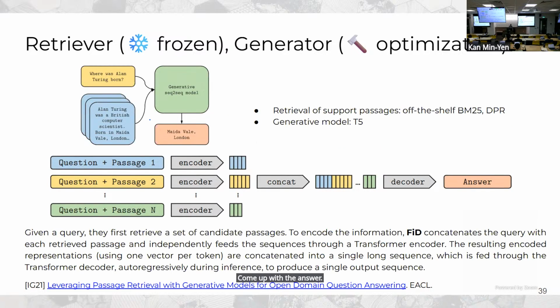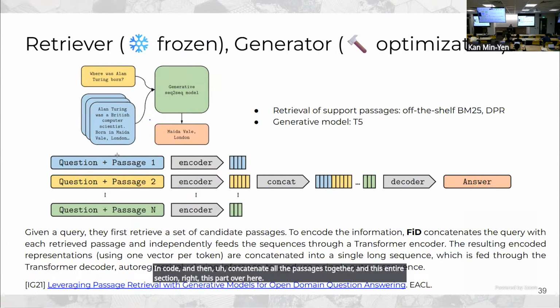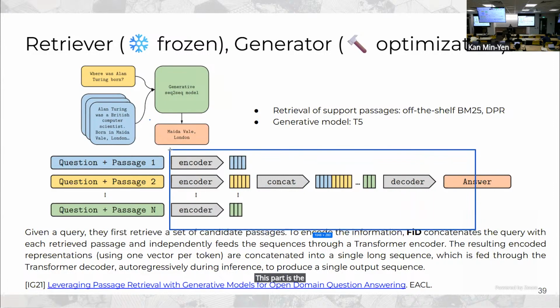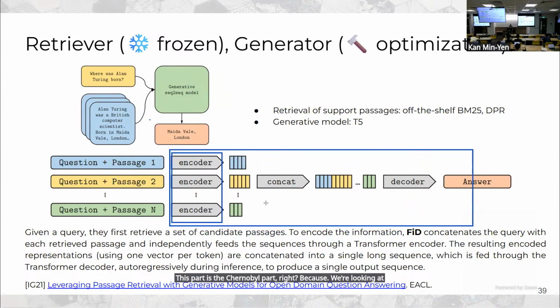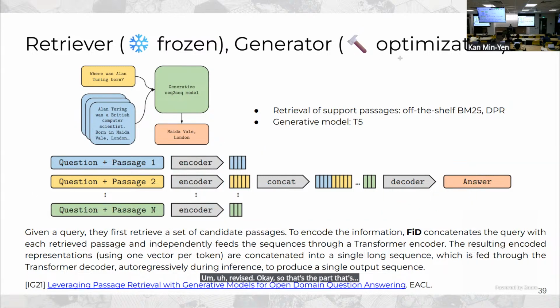So that's the key of this paper: to encode and then concatenate all the passages together. And this entire section, this part over here, is the tunable part, because we're looking at the encoder section and the decoder section as parts of a transformer model that can be revised. So that's the part that's being optimized. That's the first paradigm.